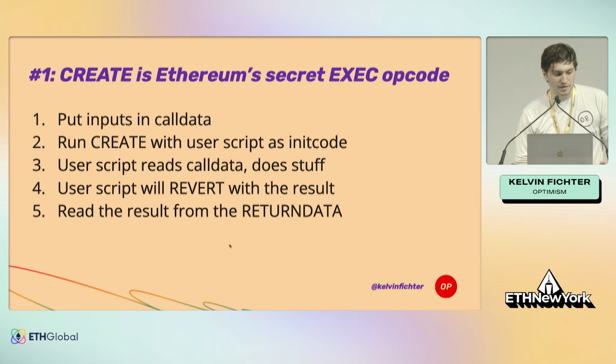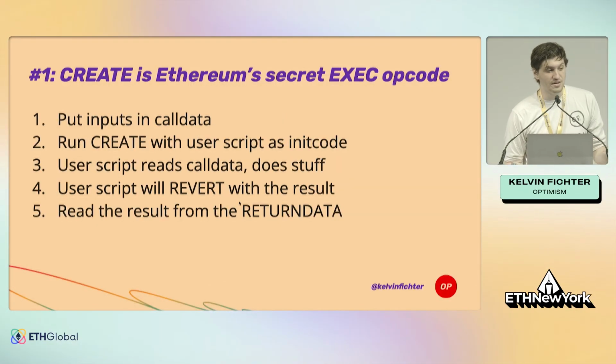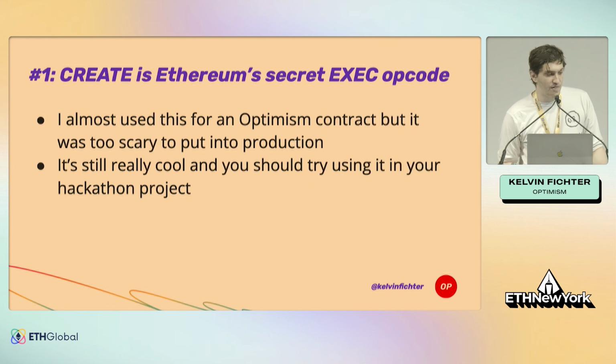The other reason to revert here is that, like I said, this is still a contract creation, and if you return, then it actually goes and creates a contract with whatever's in the return data. But the EVM has a quirk where if you revert, then whatever you return, instead of being created as a contract, just gets put into the return data buffer, so you can read it. So Optimism almost did this.